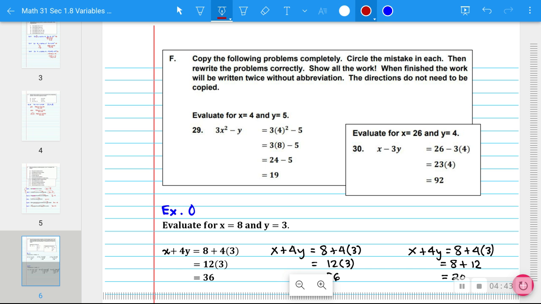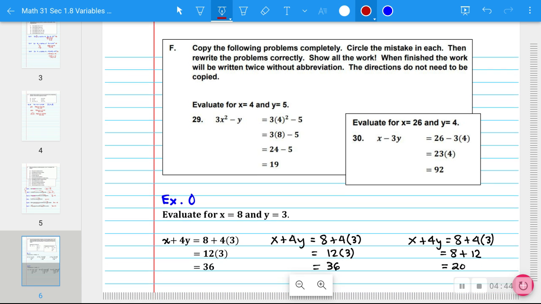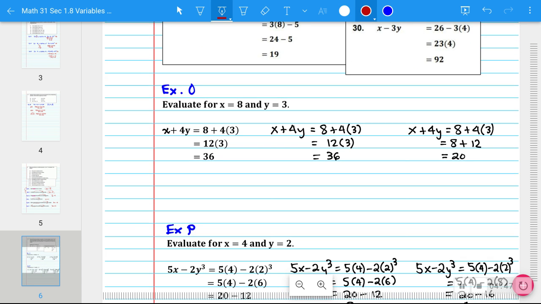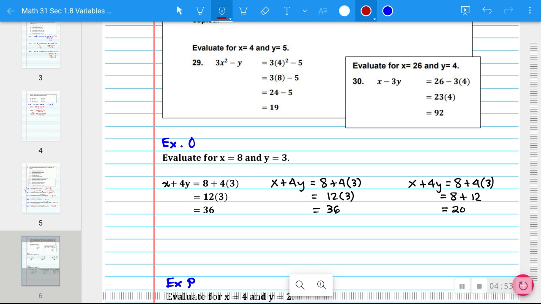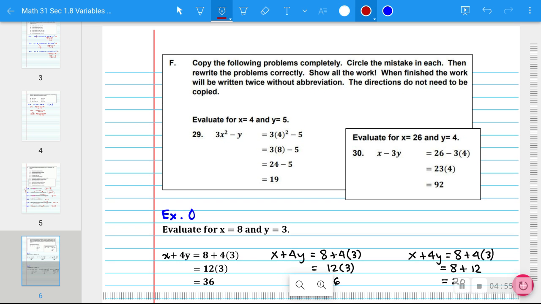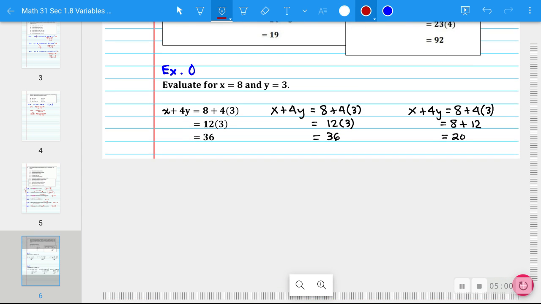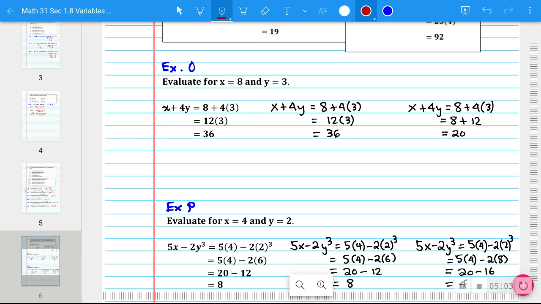Next, we're going to turn our attention to looking at problems that were started and done incorrectly. And our goal here is to, first of all, circle the mistake, and then make another copy and fix it. So we're going to look this one over here. Let's make sure everything's done right, and apparently not, otherwise we wouldn't be asked to fix the mistake.